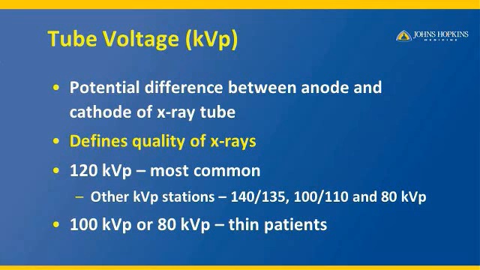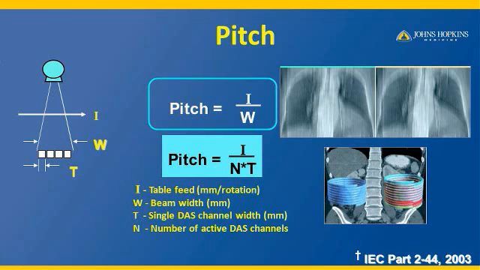The second important parameter is the tube voltage. The tube voltage defines the quality of the X-rays, and historically we have been using 120 kVp. These days the studies have shown it is advantageous to use a lower kVp on thin patients. The third important factor is the pitch.